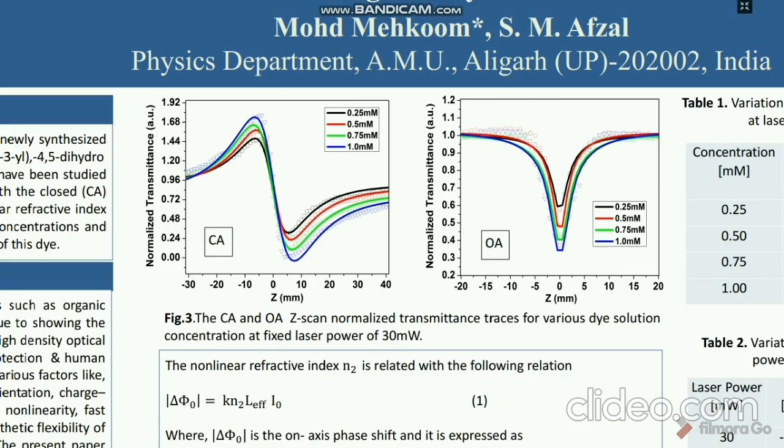Further, this open aperture graph shows the dip in normalized transmittance at the focus, which is attributed to the reverse saturable absorption nature of the sample and indicates positive nonlinear absorption in the dye.